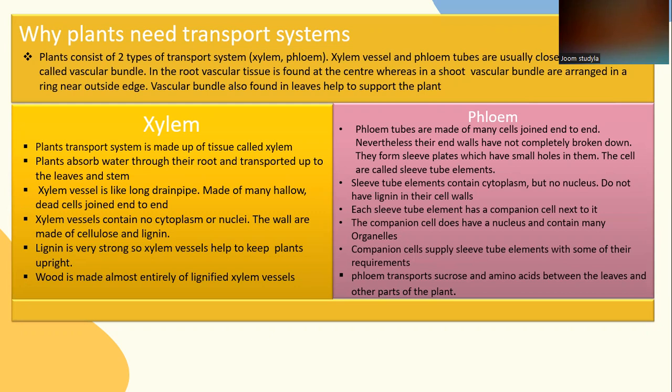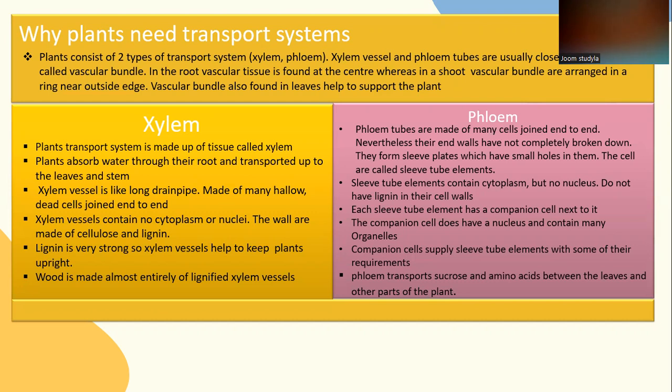Xylem. The plant's transport system is made up of tissue called xylem. Plants absorb water through their roots and transport it up to the leaves and stem. Xylem vessels are like long drain pipes made of many hollow dead cells joined end to end. Xylem vessels contain no cytoplasm or nucleus. The walls are made of cellulose and lignin. Lignin is very strong, so xylem vessels help to keep plants upright. Wood is made almost entirely of lignified xylem vessels.